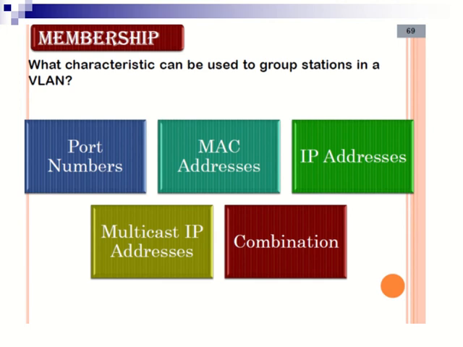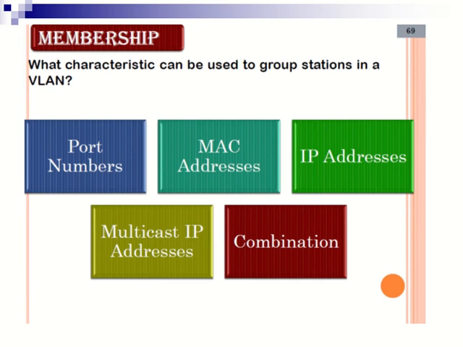Some VLAN vendors use the multicast IP address as a membership characteristic. Multicasting at the IP layer is now translated to multicasting at the data link layer.